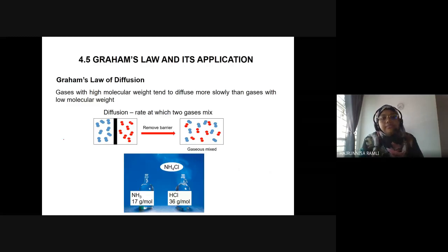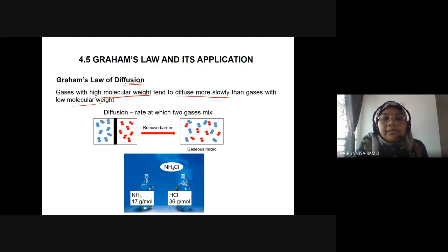Another example for diffusion. Let's say we want to compare between two gases. Diffusion was from high concentration to low concentration, right? So for that movement, if we want to differentiate, we can compare that gases with high molecular weight or high molar mass tend to diffuse more slowly than gases with low molar mass. Meaning the heavier ones will move slower than the lighter ones.